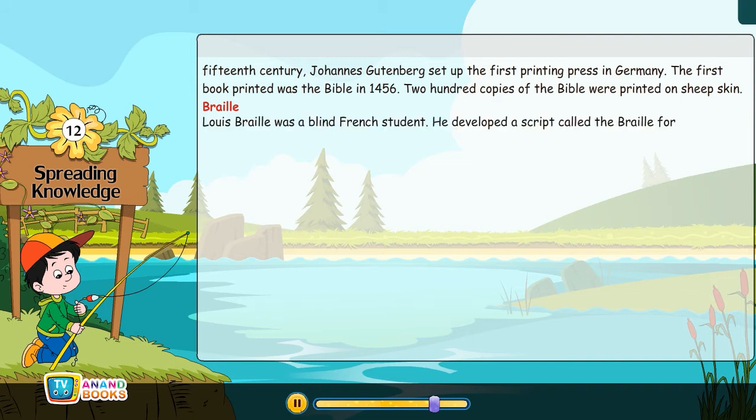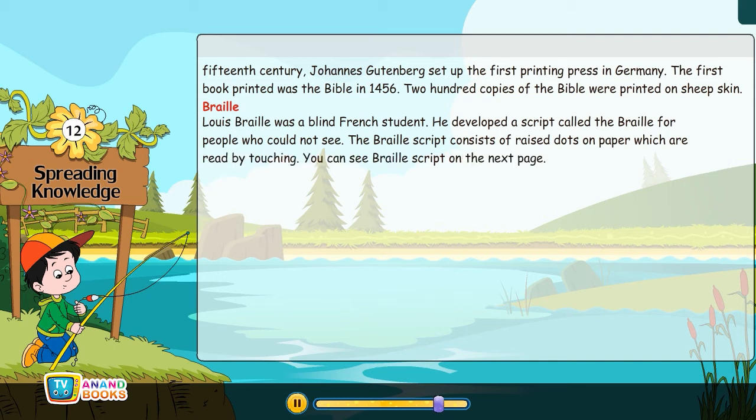Braille. Louis Braille was a blind French student. He developed a script called the Braille for people who could not see. The Braille script consists of raised dots on paper which are read by touching. You can see Braille script on the next page.